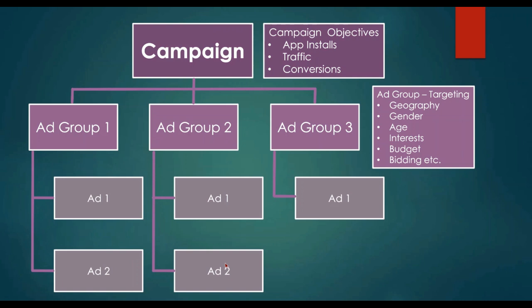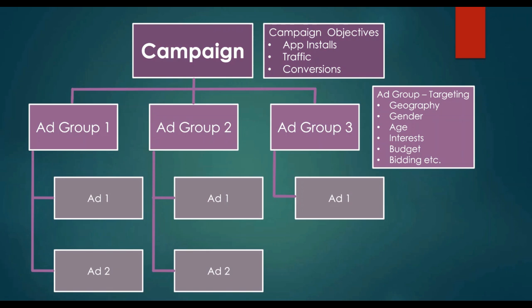Now, let me explain these segregations. When you go to campaign, your campaign defines what the objective of the campaign is. Do you want apps to be installed? Do you want traffic to your website? By traffic, you mean you just want people to see your website, nothing else. Third objective is conversions. That is, you want some activity on your website. For example, somebody seeing your page, your landing page or product page, that is a conversion.